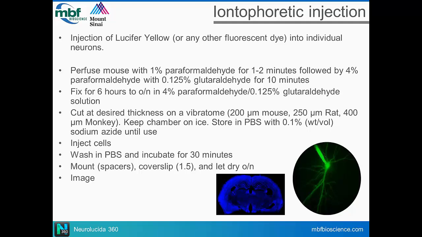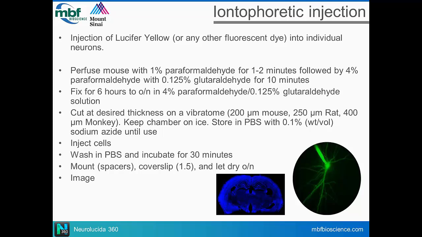We use Lucifer yellow, but you can use any other Alexa Fluor fluorescent dyes as well. And in this method, the perfusion is critical. If you have a bad perfusion, you will not get a nicely loaded cell. We do a flush with a 1% paraformaldehyde solution, followed by 4% paraformaldehyde with 0.125% glutaraldehyde. It's important that in this situation, and in most perfusion situations, you have freshly made paraformaldehyde with a pH between 7.2 and 7.4. This is critical for a good perfusion.